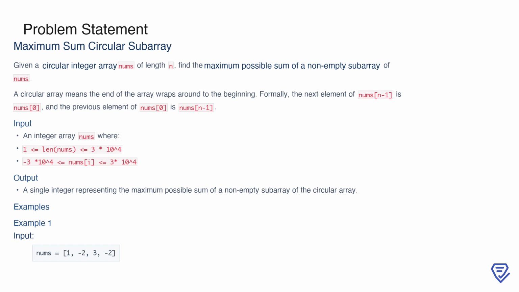and the element before nums[0] is nums[n-1]. The input is an integer array nums with a length between 1 and 30,000, and each element in the array has a value between -30,000 and 30,000. The output is a single integer representing the maximum sum of any non-empty subarray, and this sum can involve subarrays that wrap around the circular structure of the array.